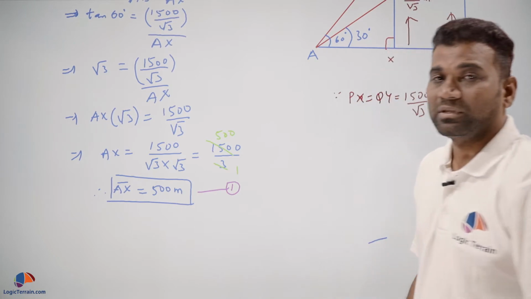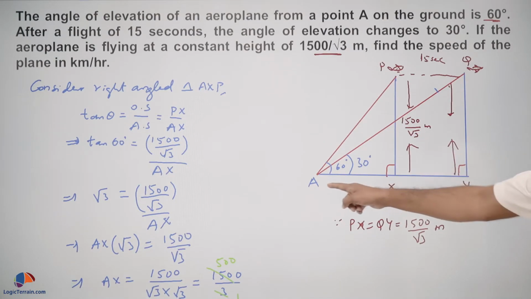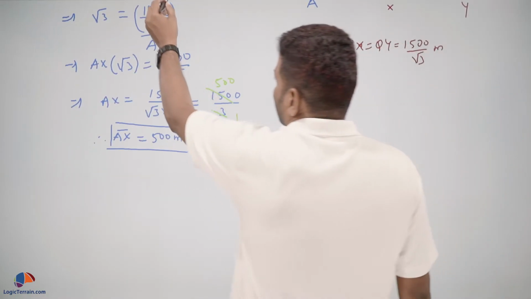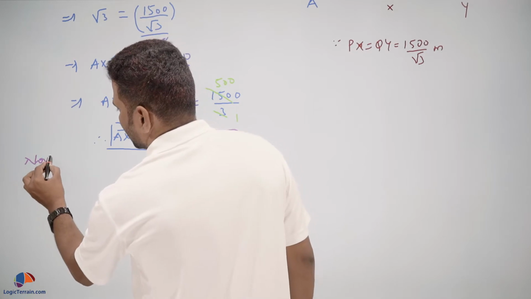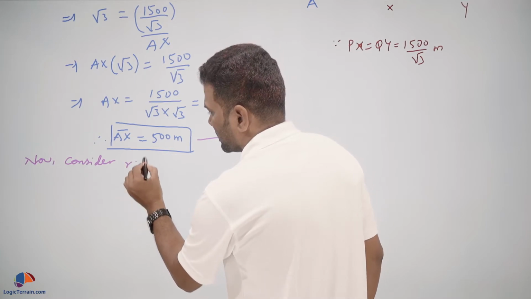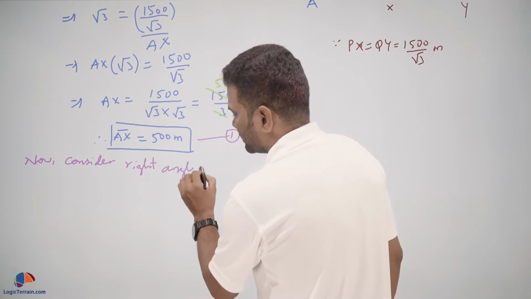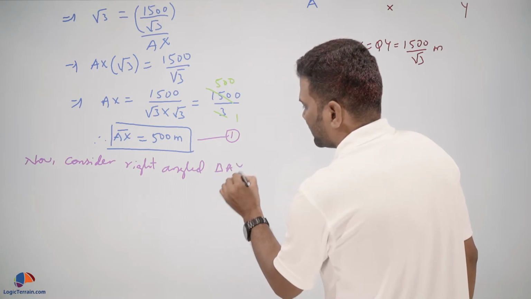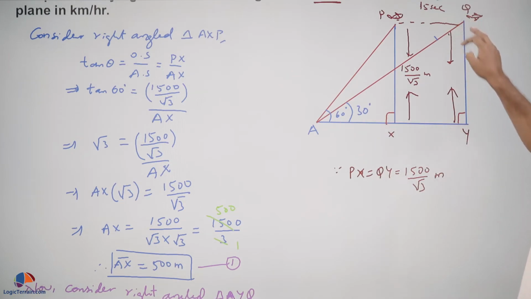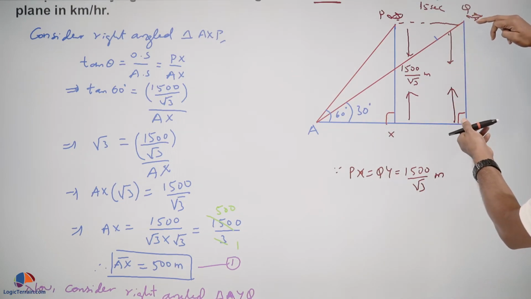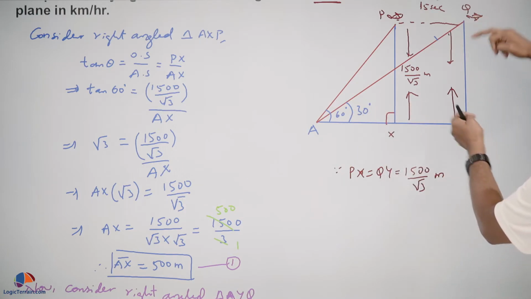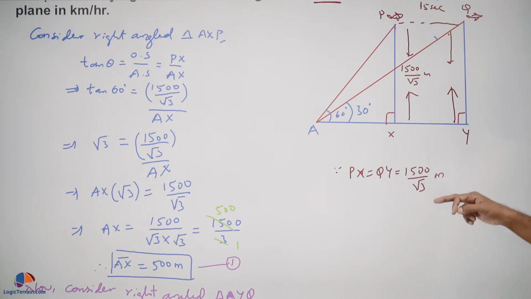Let us take this as number 1. Now, we will consider the right angle triangle AYQ. From right angle triangle AYQ, again we have perpendicular upon base by using tan theta. Theta is 30 degrees, and perpendicular we have 1500 upon square root 3.